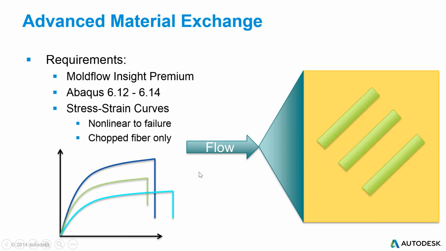If you have the data, we also like to have 45 degrees to flow, as this just allows us to calibrate our material models a little bit more accurately.